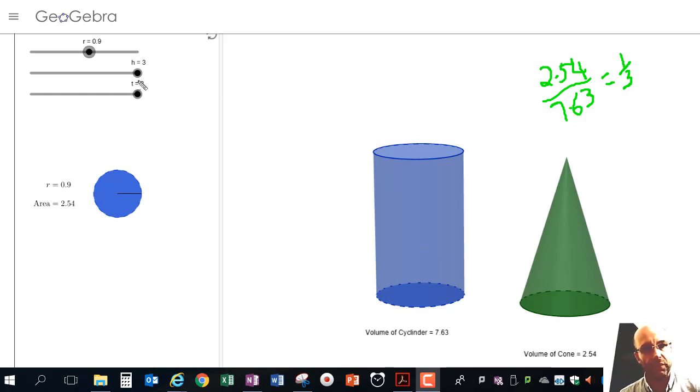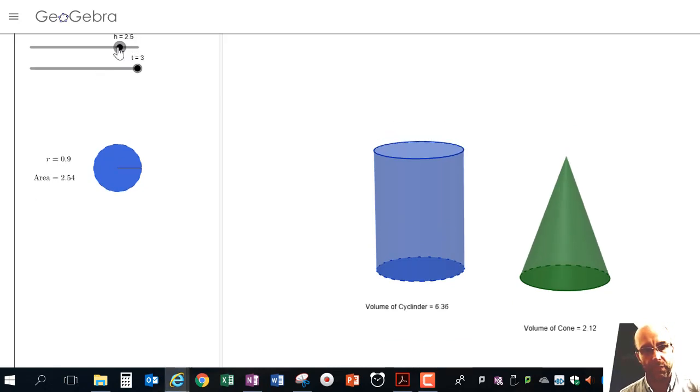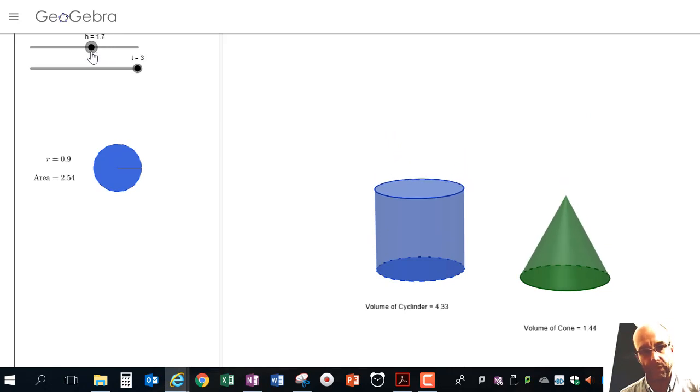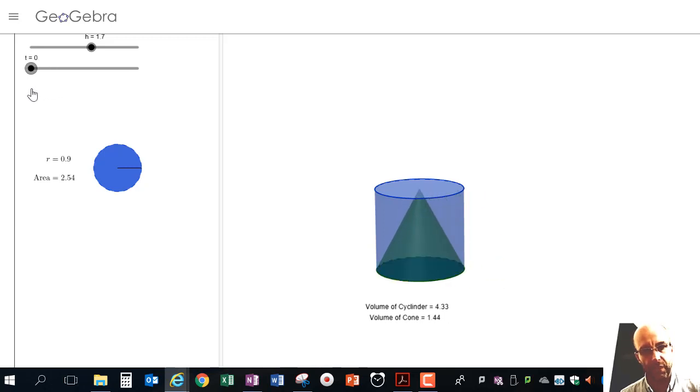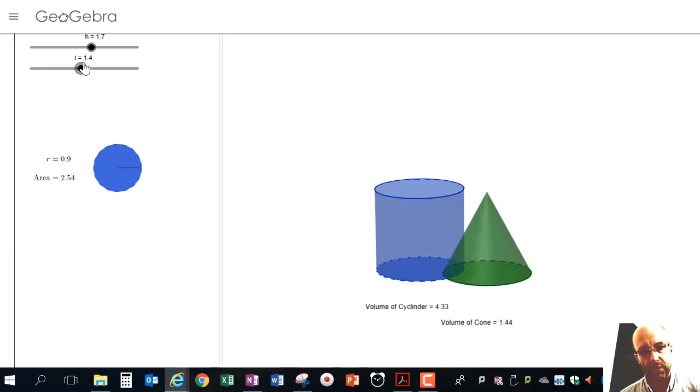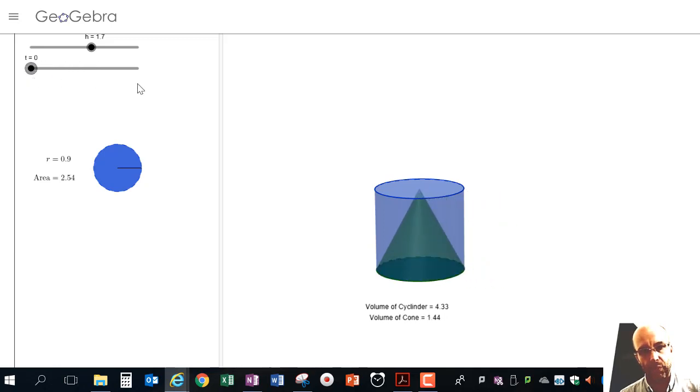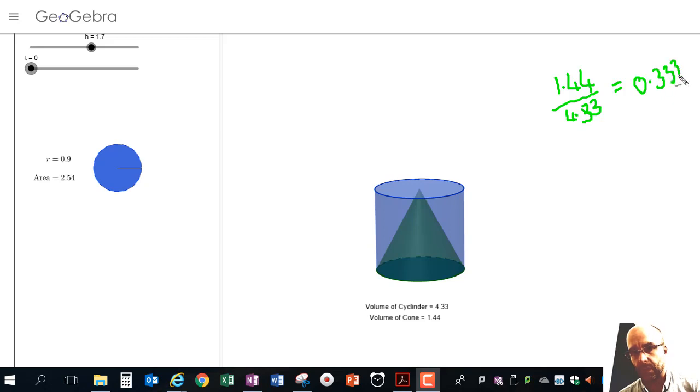What if we change, instead of the radius, what if we change the height? So we kept the radius the same. I'm going to change the height, reducing it down. And just to show you that the radiuses are the same and the heights are the same, you can put that in there, see it shows it. Okay, so let's go 1.44 divided by 4.33. See if we get a third again. Yes, we do. Okay, so that's a third.